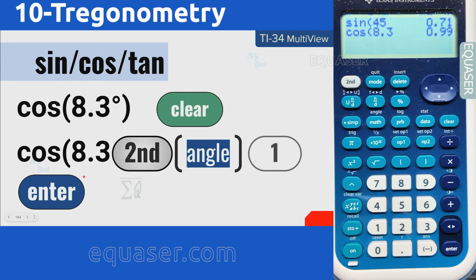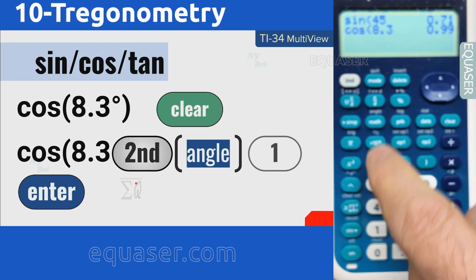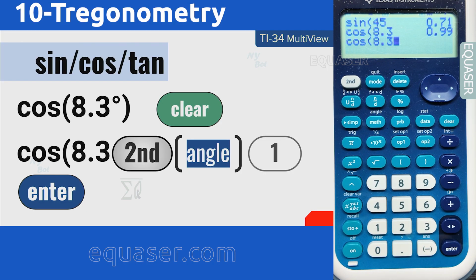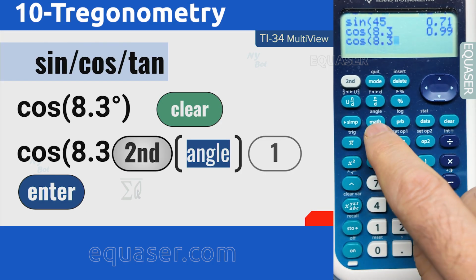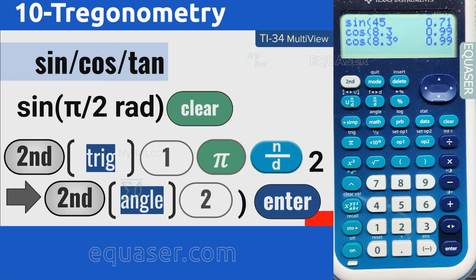If you want to include the angle the same way, second function trig, 1 sine, 45, and this time we want to get second function angle and degree. So explicitly we are entering the degree. The answer is the same, but it will help if you are confused, just explicitly enter the value.